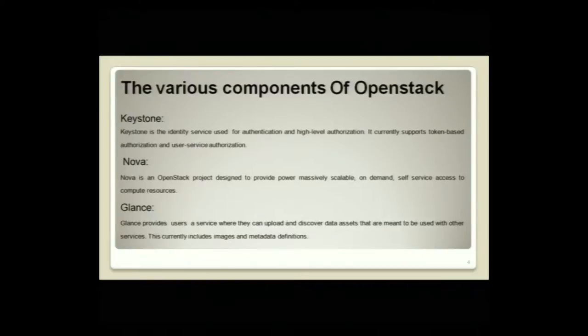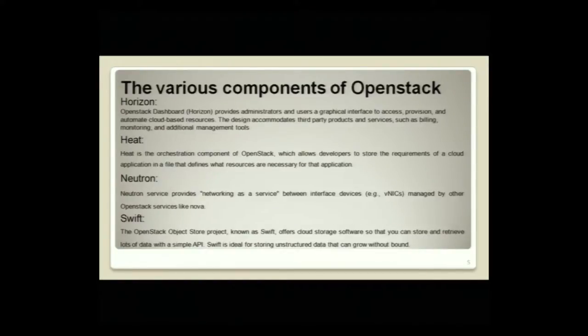The next service is Nova. Nova is basically a compute service. It schedules the various VMs on the hypervisor. The next service is Glance. Glance generally creates the images on the OpenStack dashboard. The next service is Horizon. Horizon is responsible for giving us a graphical interface to the OpenStack dashboard. The next is Heat. Heat is responsible for orchestration.